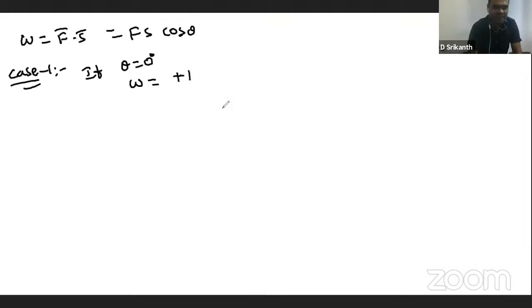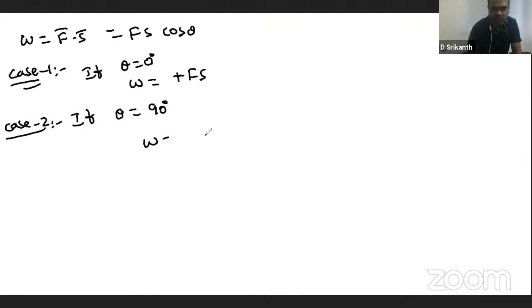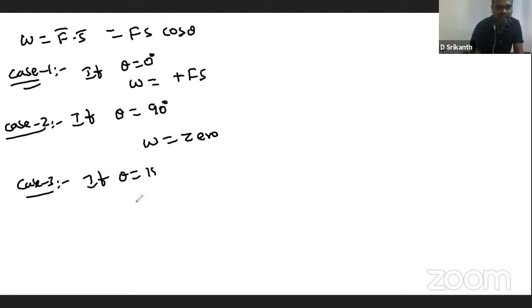So cos 0 is 1, W equals Fs. Suppose if theta is equal to 90, then case 2: work done will be 0. Case 3: if theta equals 180, cos 180 is minus 1.